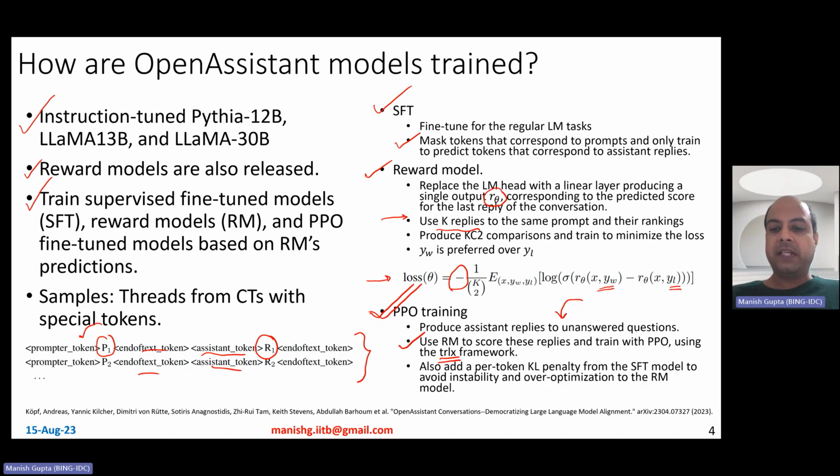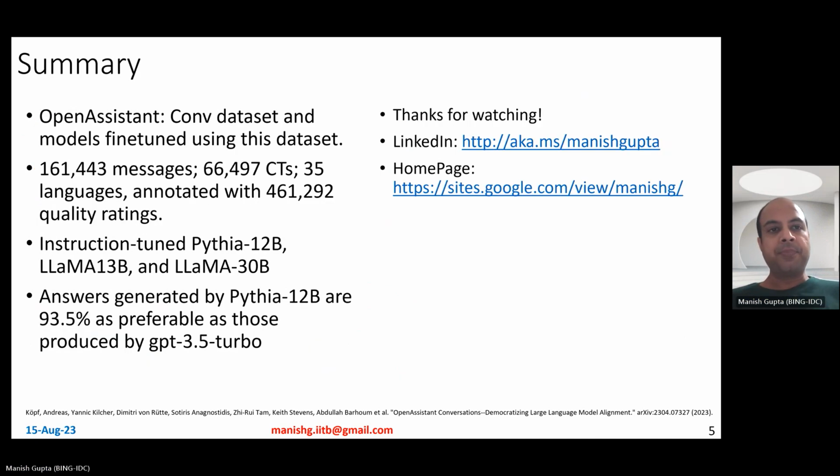So as to avoid the model drifting too much, in some ways to regularize the model, they also add a per token KL divergence penalty from the SFT model to avoid instability and over optimization to the reward model. They didn't want catastrophic forgetting of the supervised fine-tuned model to happen, and therefore they also involve this per token KL penalty loss.